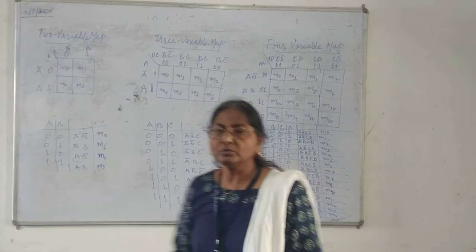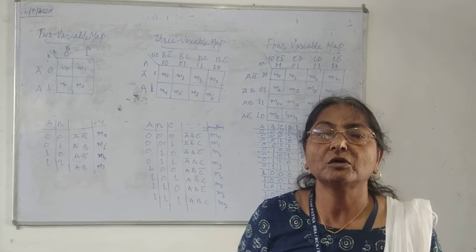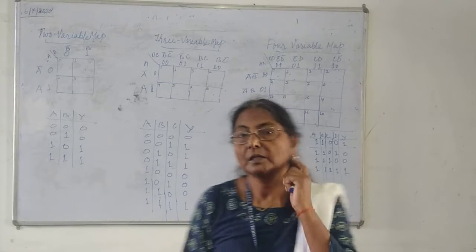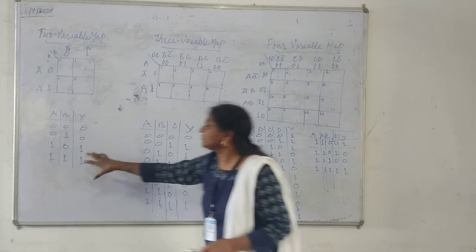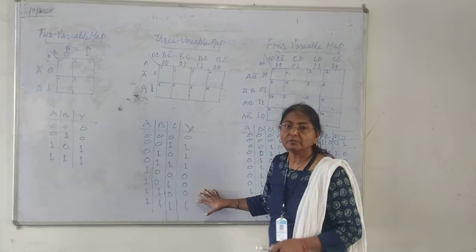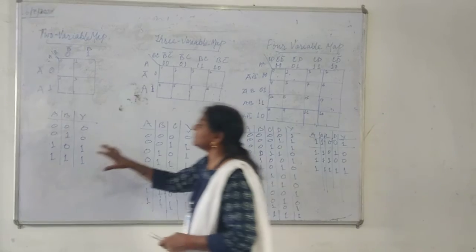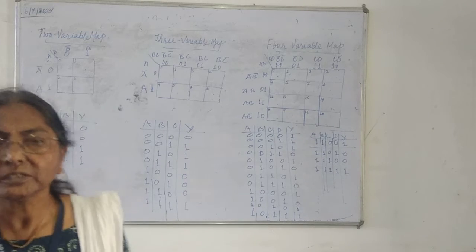Now I want to explain how I can put a truth table or a function on the K-map. Here I have taken some examples. For example, I have taken a 2 variable truth table, a 3 variable truth table, and a 4 variable truth table. This truth table is not of a particular gate or particular circuit. I have just taken it as an example.